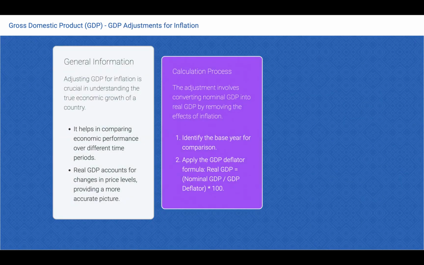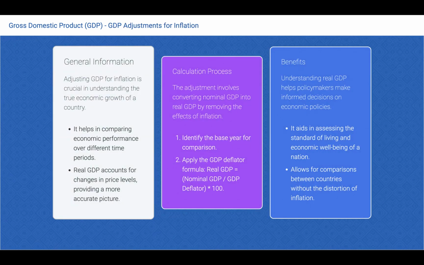Adjusting GDP for inflation is a method used to provide a more accurate representation of economic growth by removing the impact of changing price levels. This adjustment is essential for comparing economic performance over time and between countries. Real GDP calculations help in understanding the true standard of living and economic progress, enabling better policy decisions.